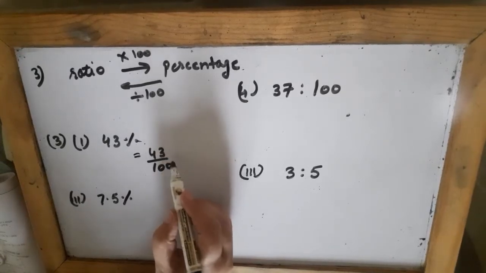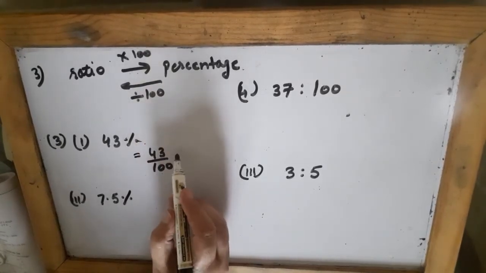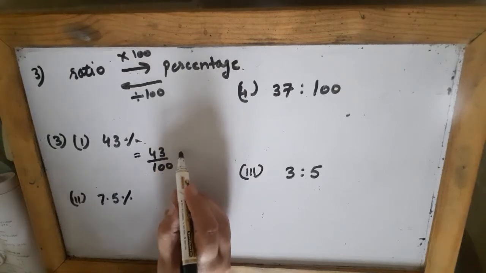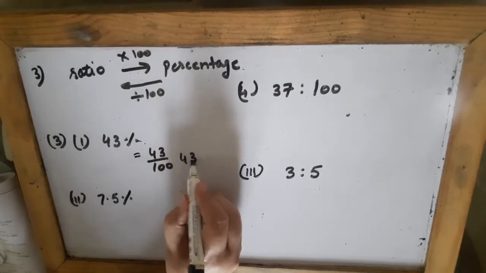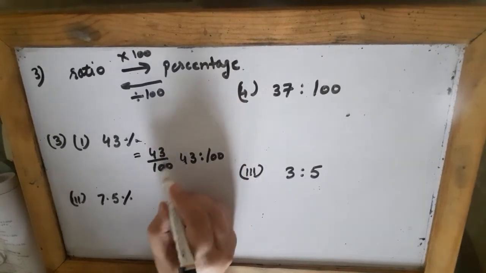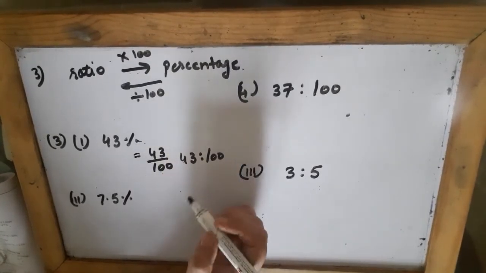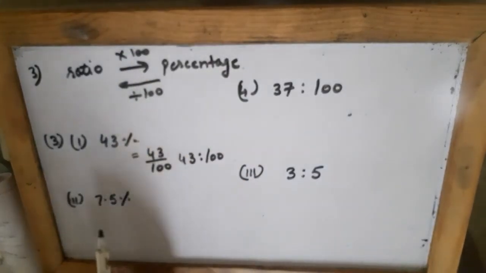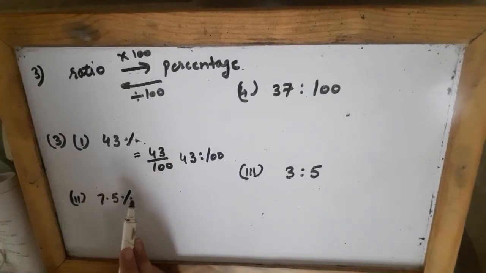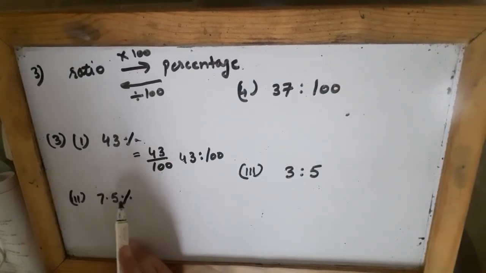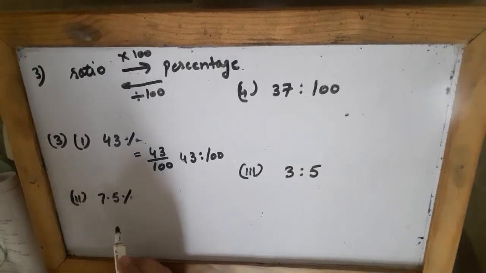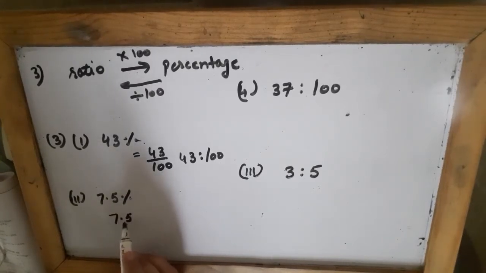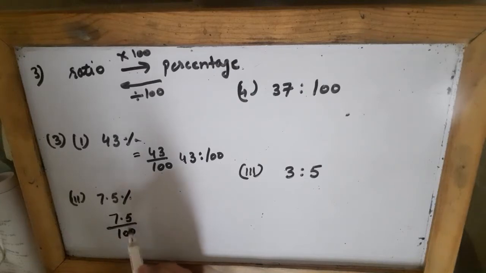43%. So because I have to convert this into a ratio, this I can write in the ratio form also as 43 is to 100. Now I cannot reduce this because this is already in simplest form. 43 is a prime number, so 43 is to 100. Now this 7.5%, to change this into a ratio, it means this percent sign I have to remove. How? I will add 100 as a denominator. 7.5 percent means 7.5 upon 100, so this becomes my ratio.